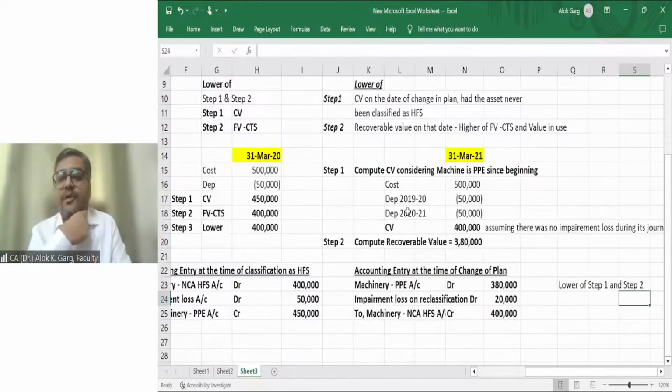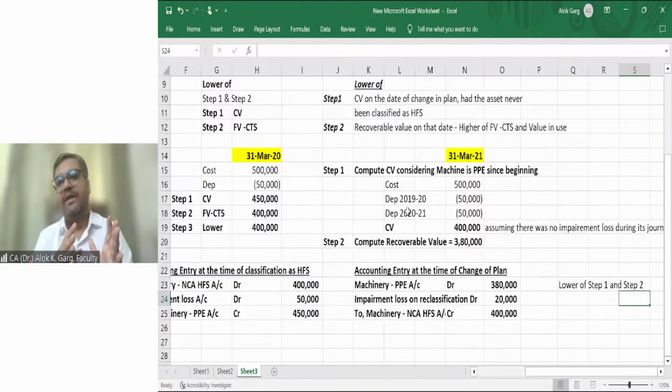Sir, don't you think this 20,000 should go to depreciation? Answer is no. Why? Because the date of change of plan is 31st March 21, and for the entire year this asset remained as a non-current asset held for sale. It means in the entire year, the intent of the company was not to use the asset. The intent of the company was to sell the asset, and this asset was always available for sale, right? So this is how this accounting has to happen.